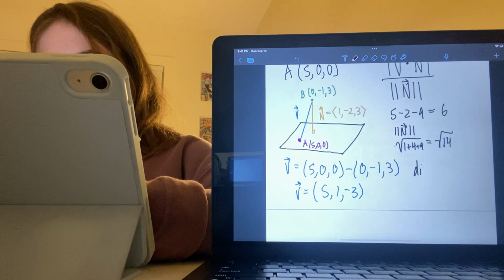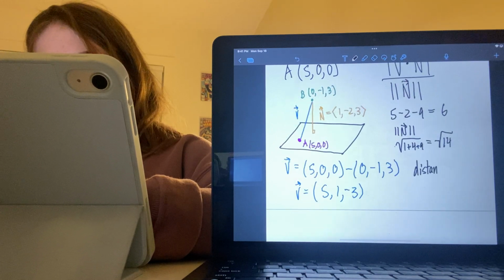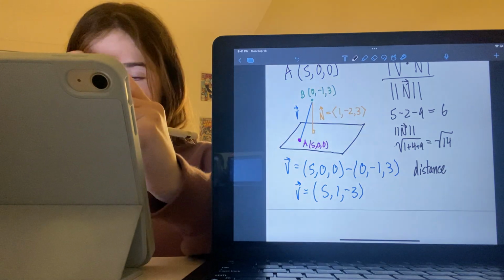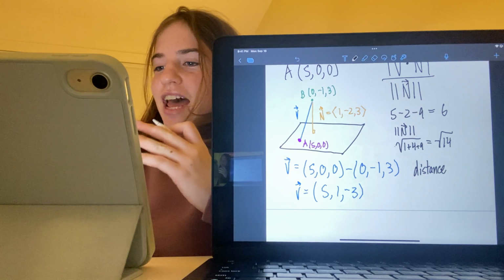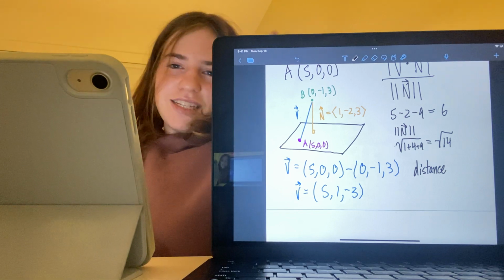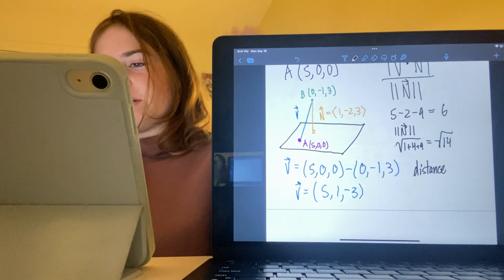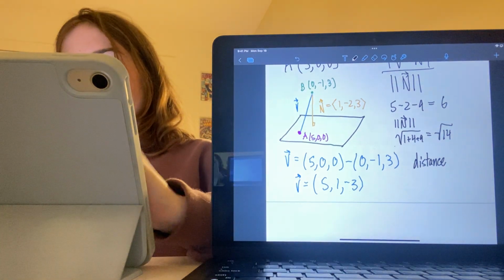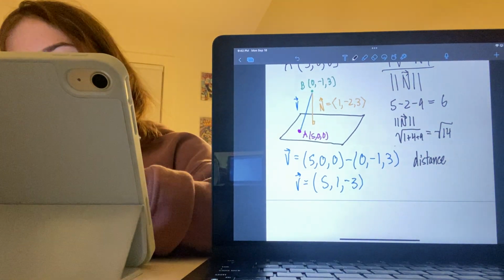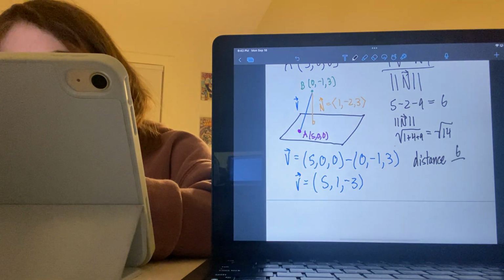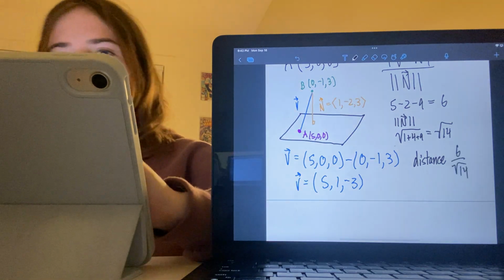So our distance from the point to the plane, and the significance of this is that it is the closest distance because we're finding it on that perpendicular line, is going to be 6 over square root of 14.